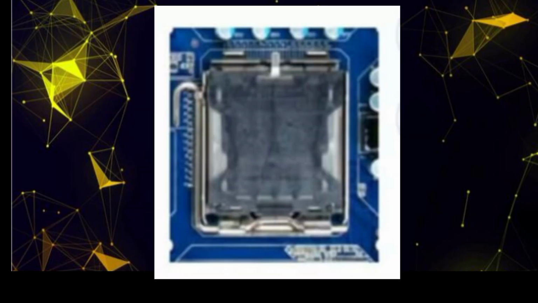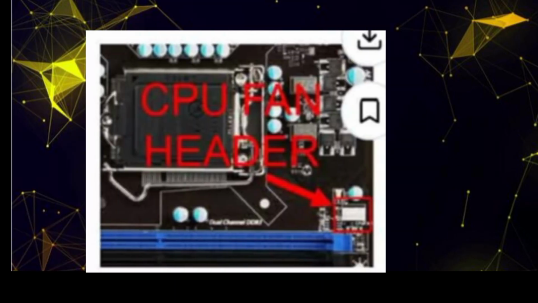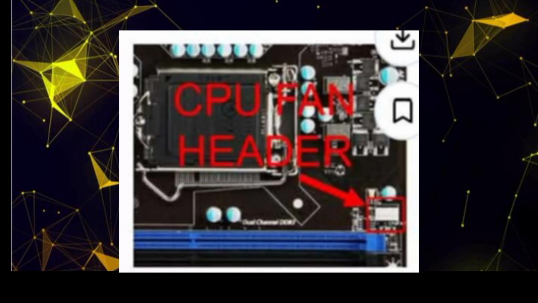CPU socket. It is where the CPU is installed. 20 plus 4 pin ATX main power connector. It is where the 20 plus 4 pin ATX main power connector of the PSU is connected. 4-pin ATX 12V power connector. It is where the 4-pin ATX 12V power connector of the PSU is connected. CPU fan header. It is where the CPU fan is connected to get its power.